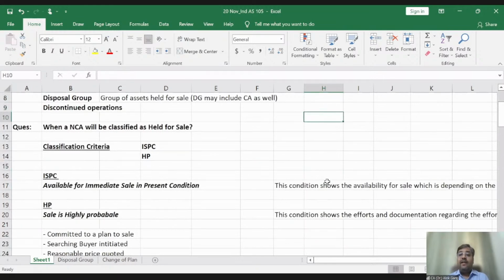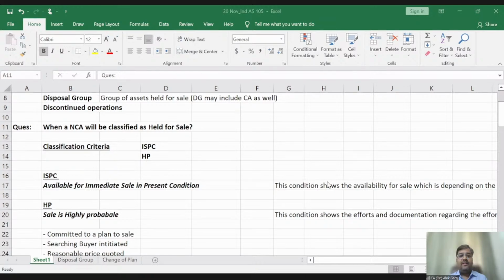Now the question arises, when will a non-current asset be classified as held for sale and covered under Ind AS 105? A non-current asset will be classified as held for sale and covered under Ind AS 105 if two conditions are satisfied. Sir, what are those two conditions? What are those two conditions? Manini, Rashmi, Rohan, Radhika, what are those two conditions?